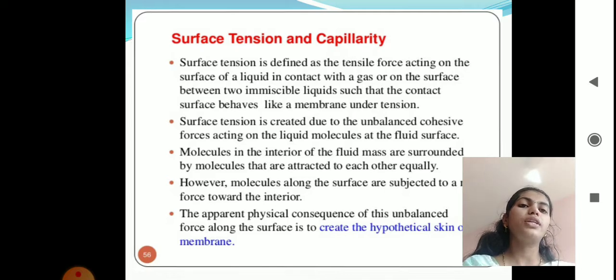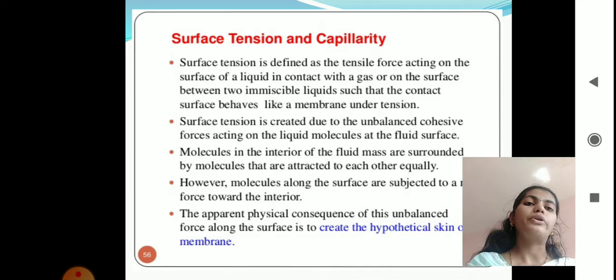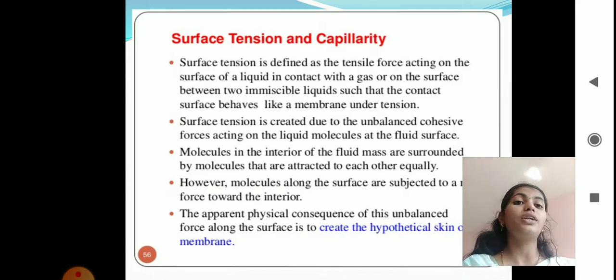Molecules in the interior of a fluid mass are surrounded by molecules that attract each other equally. Molecules along the surface are subjected to a pull toward the interior, meaning their forces are directed towards the interior part. The interior part is the main or middle part of the liquid. The apparent physical consequence of this imbalance of forces along the surface is to create a hypothetical skin or membrane.